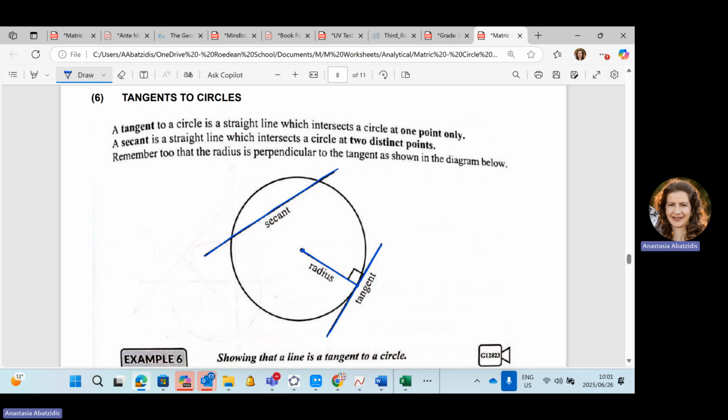So if you can work out the gradient of the radius and work out the negative reciprocal, you can multiply the gradient of the tangent, that will equal -1. So radius perpendicular to tangent in Euclidean geometry translates to gradients being perpendicular in analytical geometry.